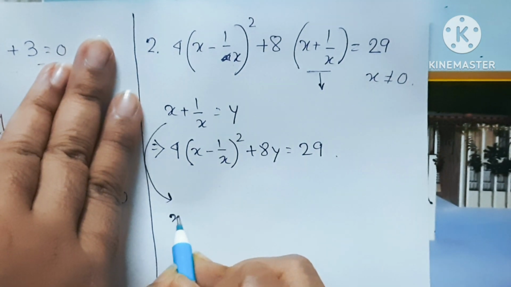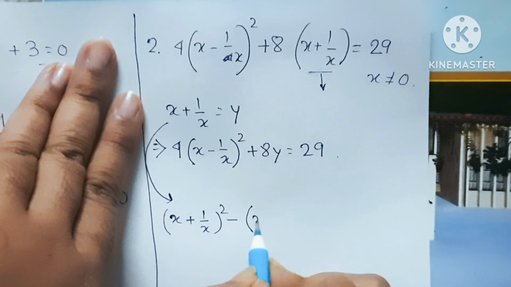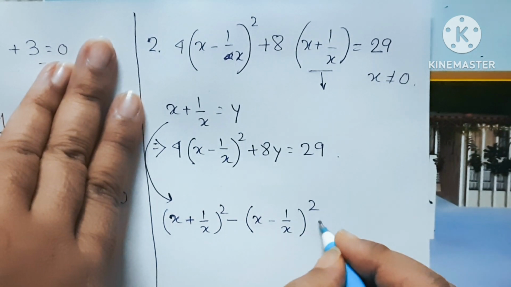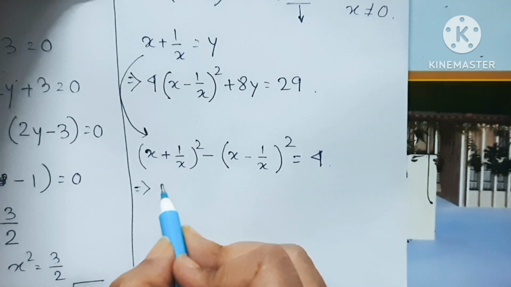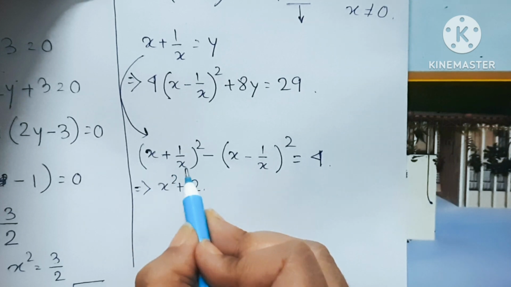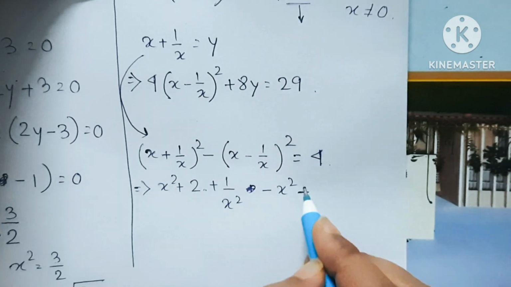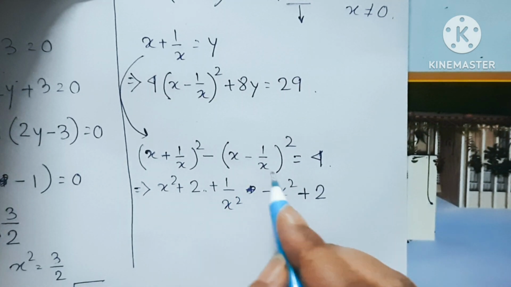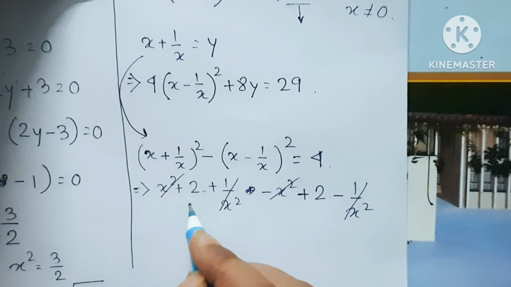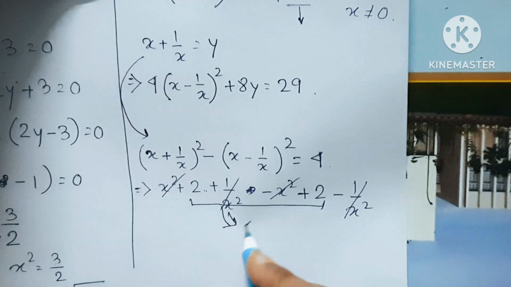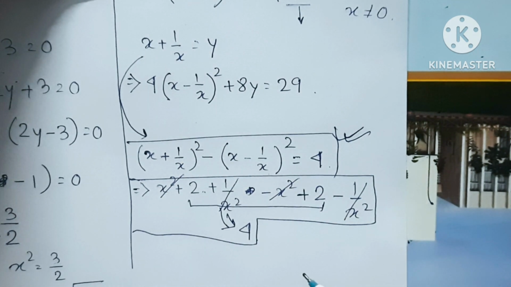That you can say. Now, x plus 1 by x whole square minus x minus 1 by x whole square, that will give you 4. Why? Because this means x square plus 2 into x into 1 by x means 1 plus 1 by x square, minus x square plus 2 into x into 1 by x, that means 1 minus 1 by x square. So, if you omit these terms, we will get 2 plus 2 equal to 4. Okay. So, you can easily use this portion.